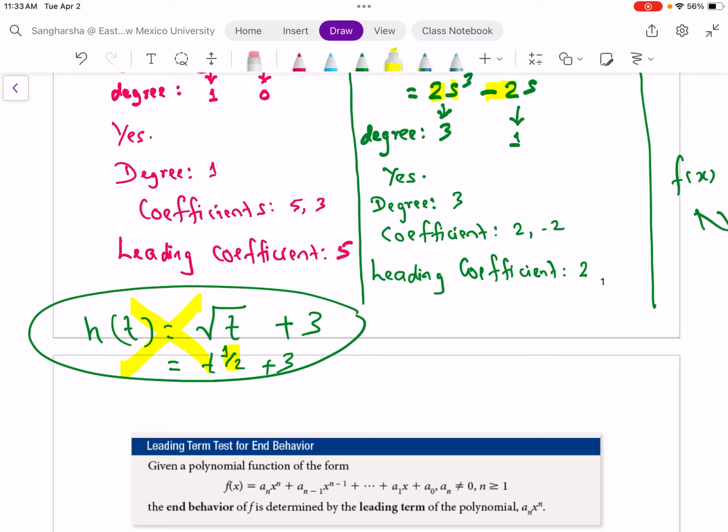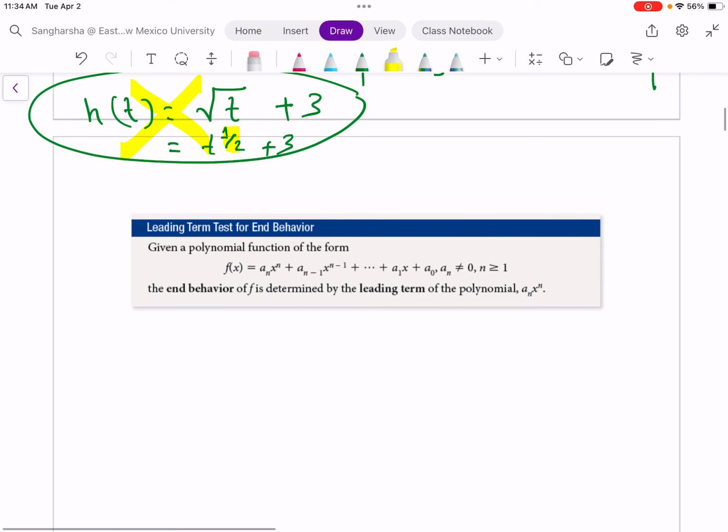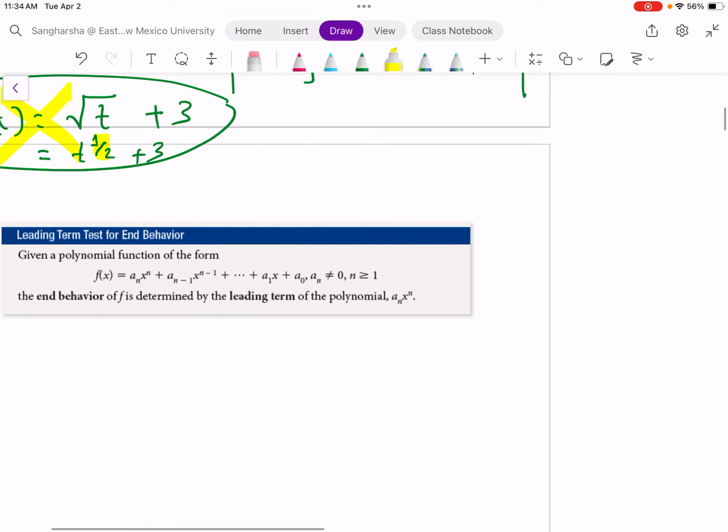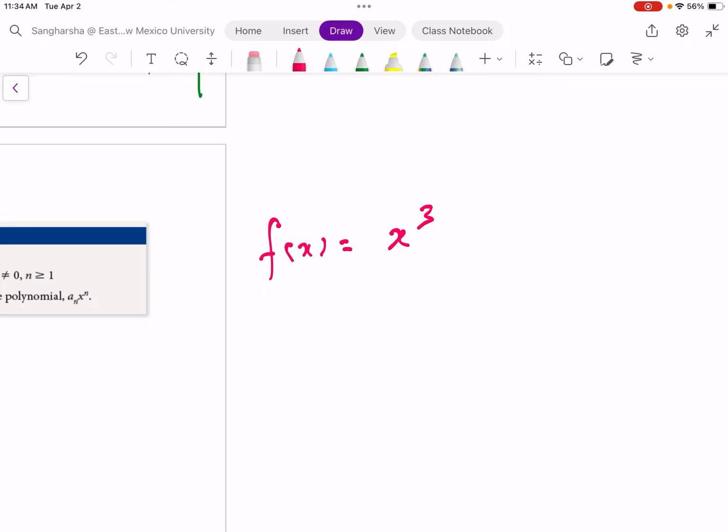Now, in this unit, we also need to discuss the graph of the polynomial function. Before the leading term test, let's see some functions. Let me take a function: if we have f of x equals x cubed, is this a polynomial function or not? Yes. What is its degree?